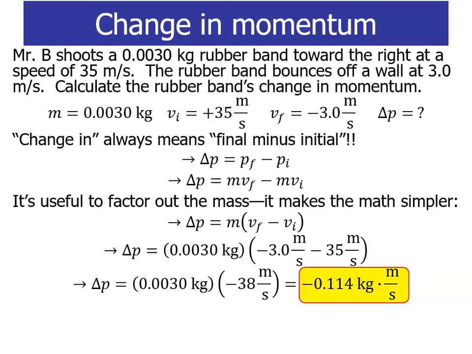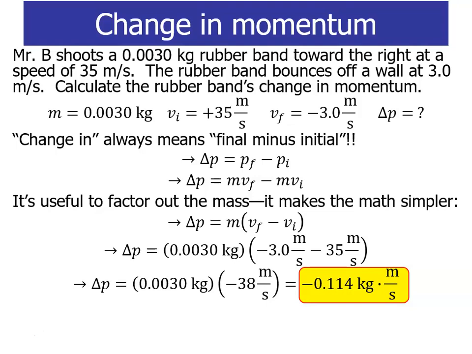Notice the magnitude of this is a lot smaller than it was for the weasel or for the troll. A lot of that has to do with the fact that weasels and trolls have much more mass than rubber bands. It's harder to stop something that has more mass, even if it's going slower. But if something is going fast enough, even with small mass, it can still be pretty hard to stop. So there we go. We have a change in momentum of negative 0.114 kilogram meters per second. The negative denotes that this change happened toward the left.